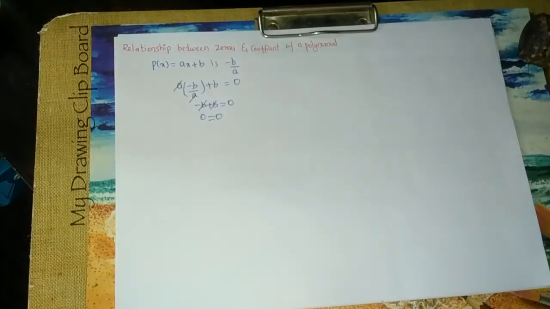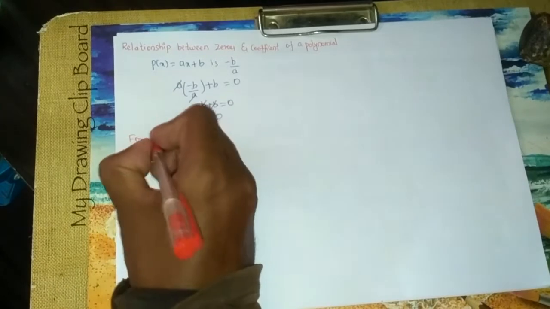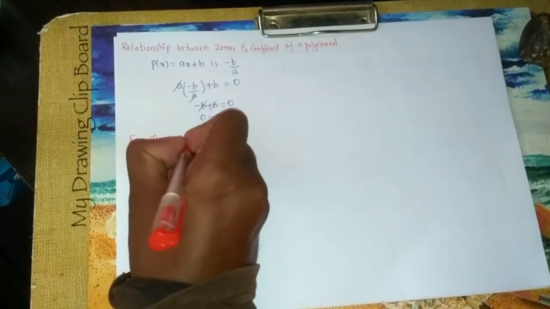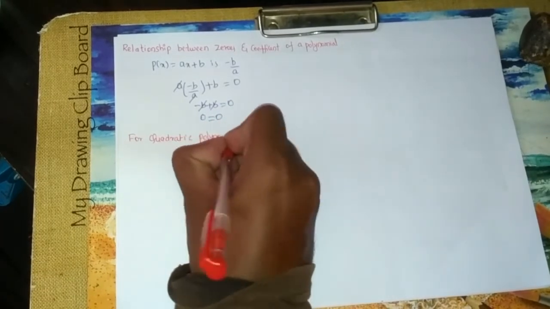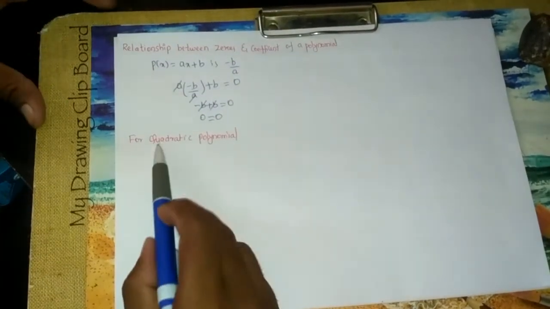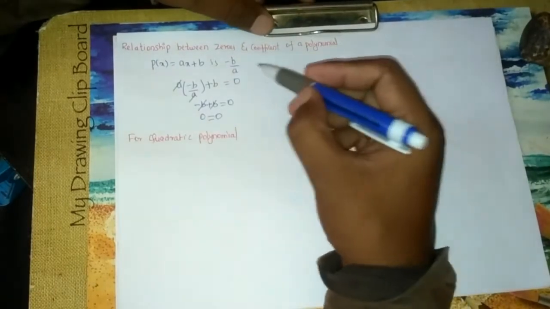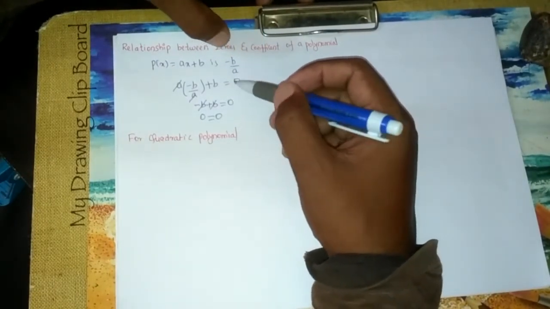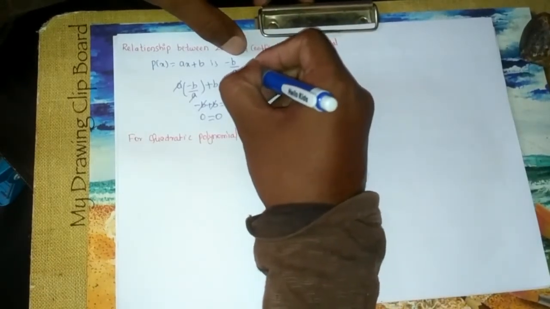Let us discuss quadratic polynomials. Before going to the quadratic polynomial, let us understand the zeros of a linear polynomial with an example. Here the zero of a linear polynomial is given by minus b by a.